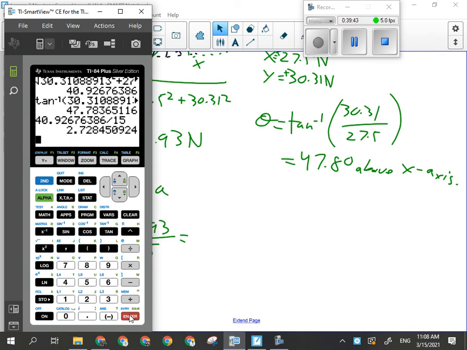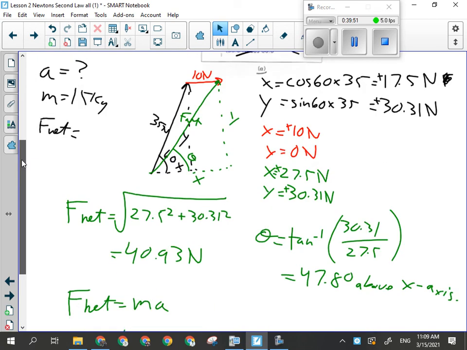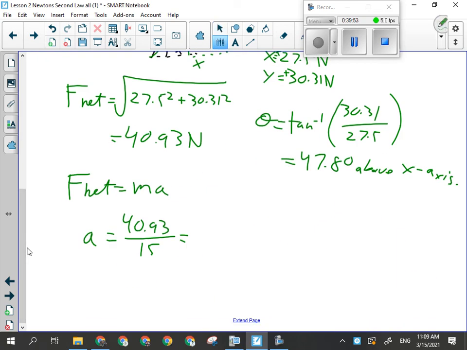Okay, so we're looking at an acceleration of 2.7 meters per second squared. I think we only have two significant digits, right? Yeah. So 2.7 meters per second squared at 48 degrees above the x-axis. Okay, that would be my final answer.